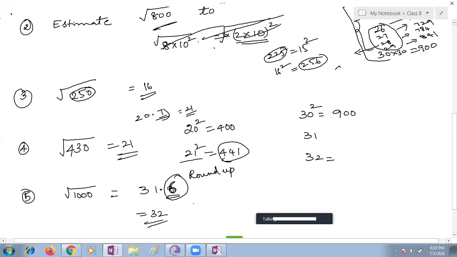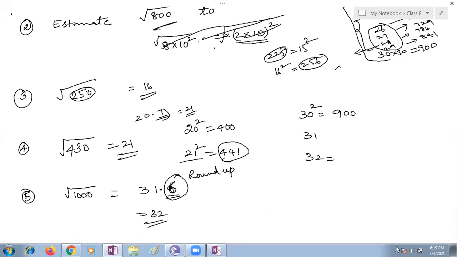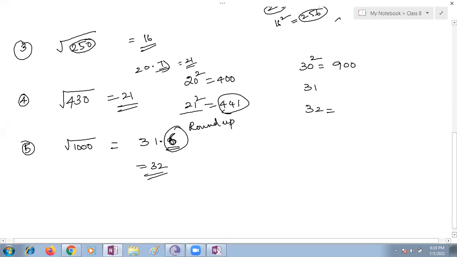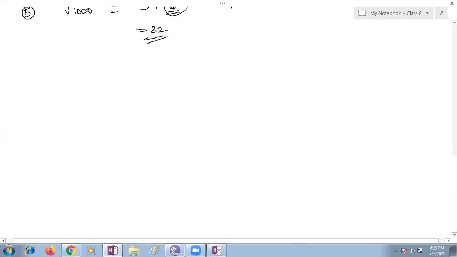Estimation means you can check your calculations, whether you are doing them correctly or not. Okay, children, that's all. This is about estimating the value of the given square roots to the nearest whole numbers.